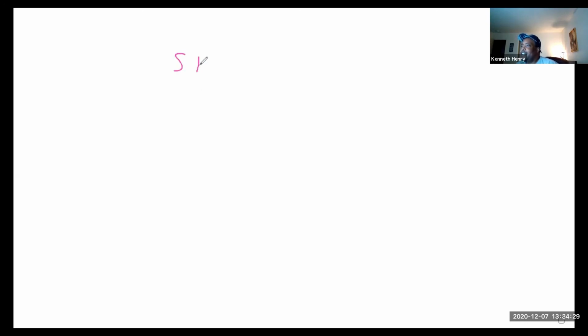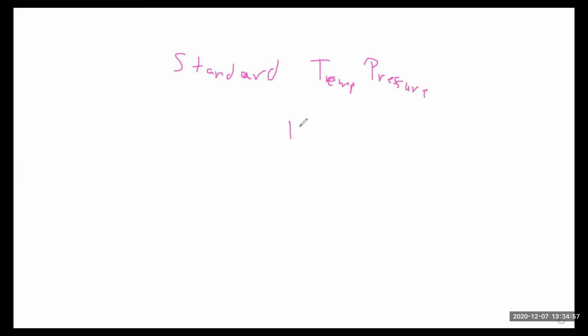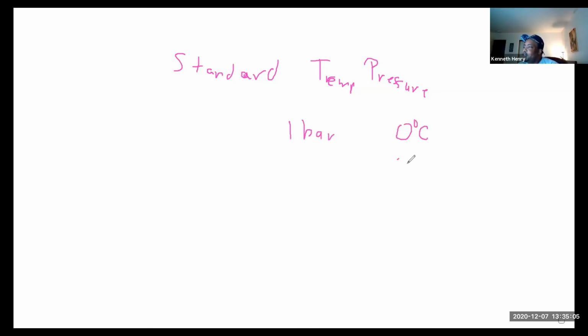STP, sorry. Standard temperature and pressure. Okay. So what is STP? What are the values? 1 bar, 0 degrees Celsius. But then you have to change it to Kelvin, right? That's right. Which is just 273. Yeah. Okay.